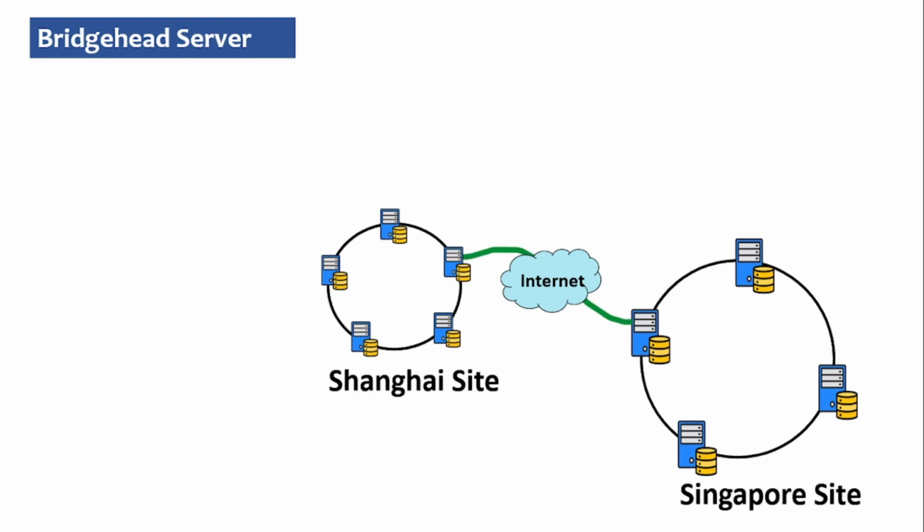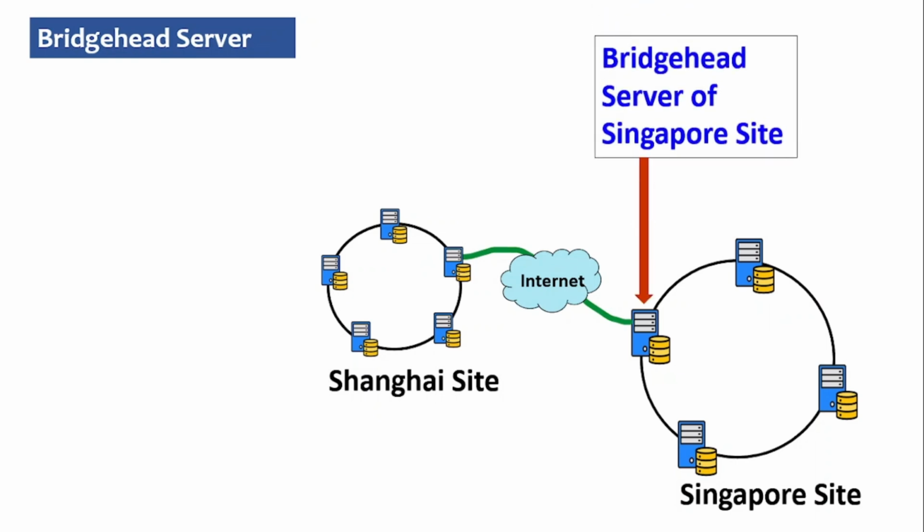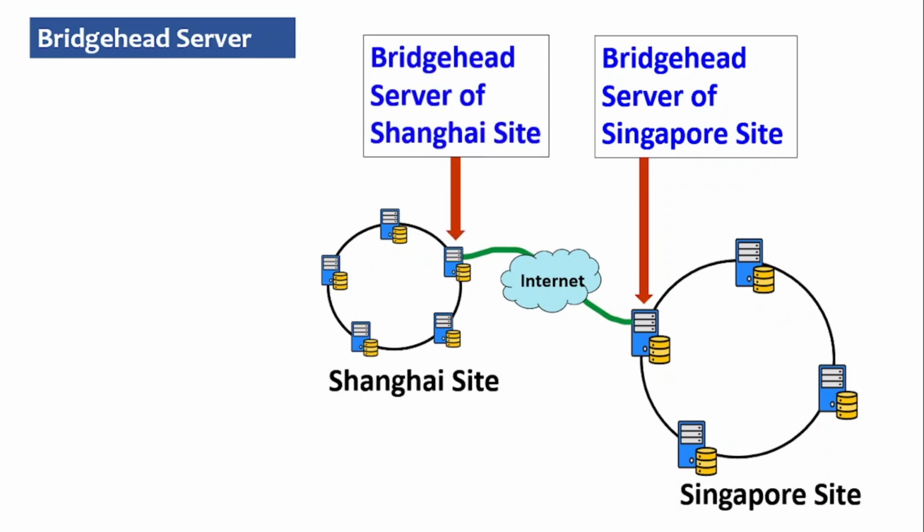So let's see the pictorial representation of a bridgehead server now. We have two sites, the Shanghai site and the Singapore site, and we have the internet between them. This is our Singapore bridgehead server, and this domain controller is our Shanghai bridgehead server. So replication between Shanghai and Singapore will happen only between these two bridgehead servers.